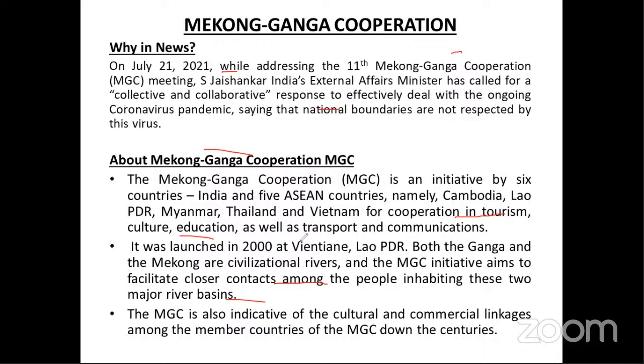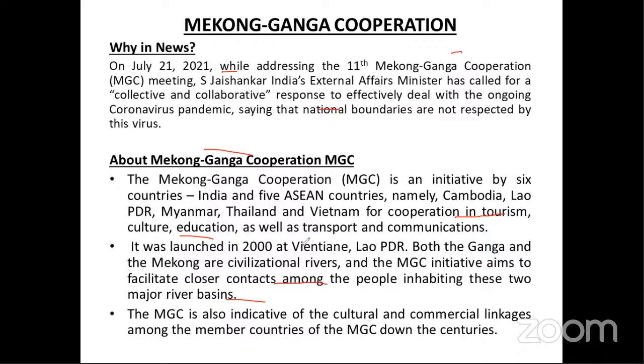All these countries are very well connected with each other. There are no water bodies among these countries, so very well we can do transport and communication. With the help of transport and communication, we can promote tourism, culture, education very well. It was launched in 2000 at Vientiane, Laos PDR.